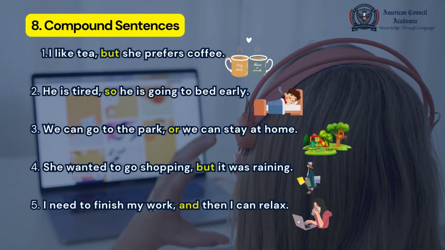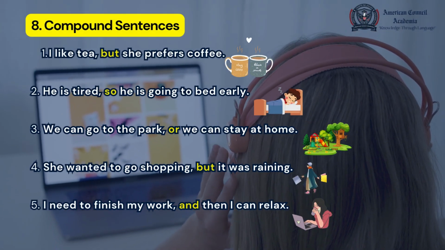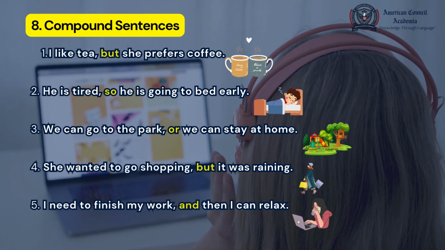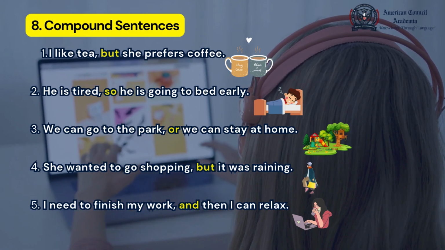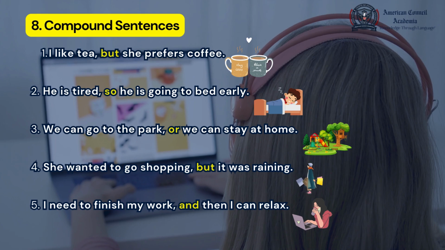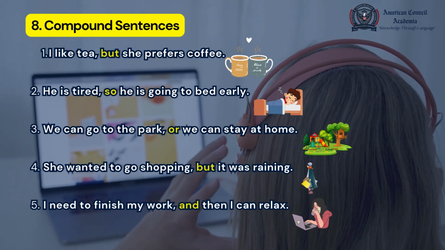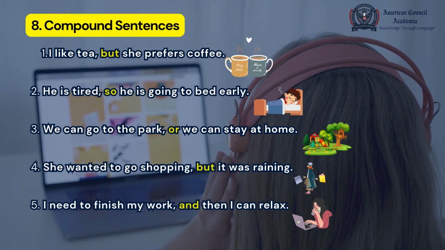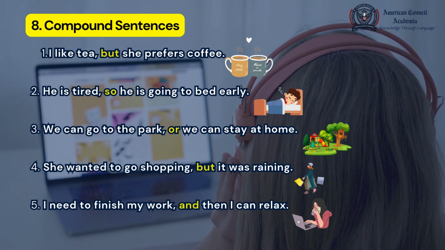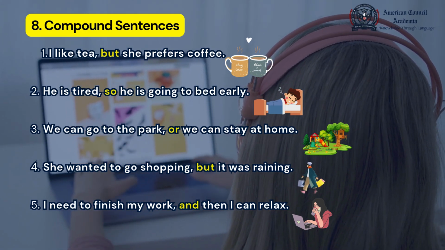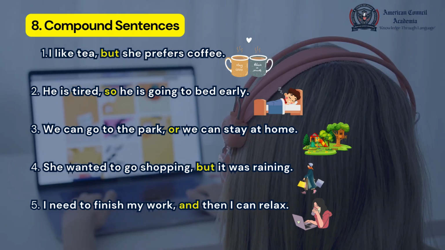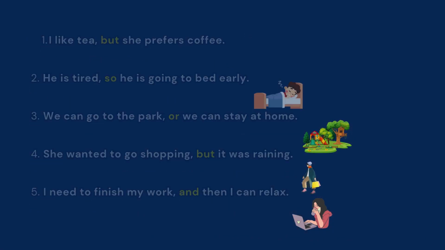Compound sentences. I like tea, but she prefers coffee. He is tired, so he is going to bed early. We can go to the park, or we can stay at home. She wanted to go shopping, but it was raining. I need to finish my work, and then I can relax.